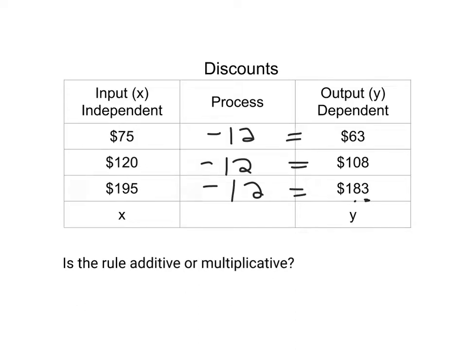So the way I'm going to write it again is that's a generic equation, so I could put any input or any independent variable and it'll give me the output of the dependent variable. So in this case, I'm going to put y equals x minus 12. Because it is subtraction, we're still going to say that it's an additive relationship, because remember, subtraction is the inverse property of addition.